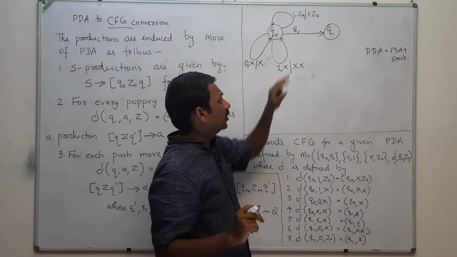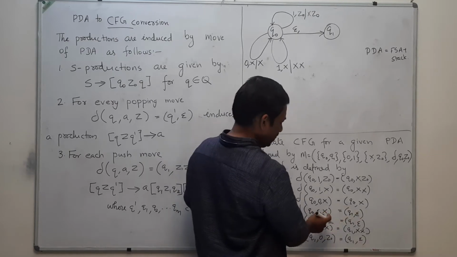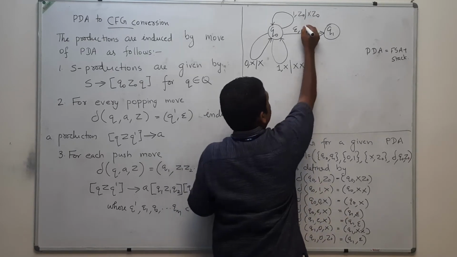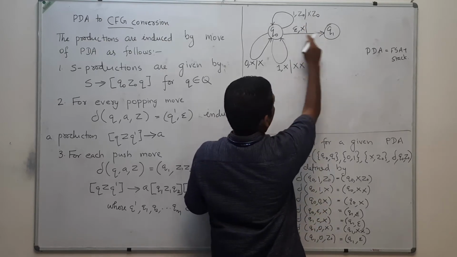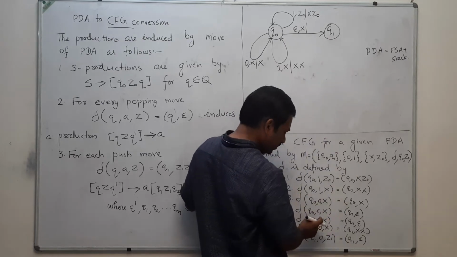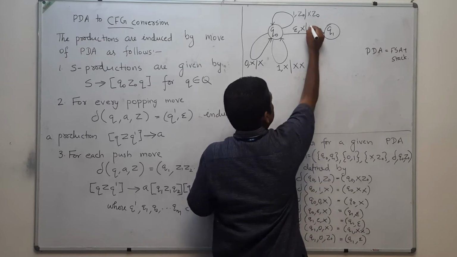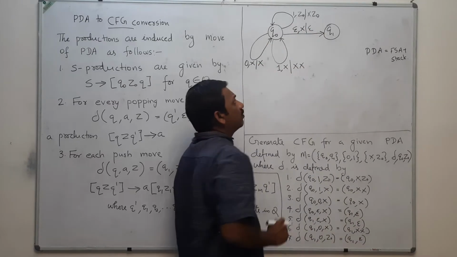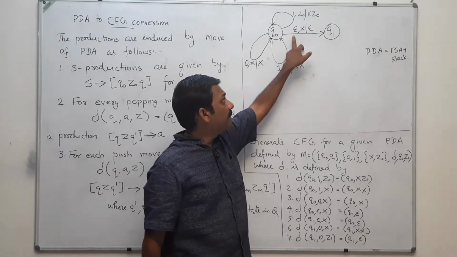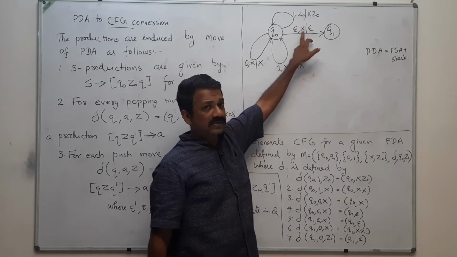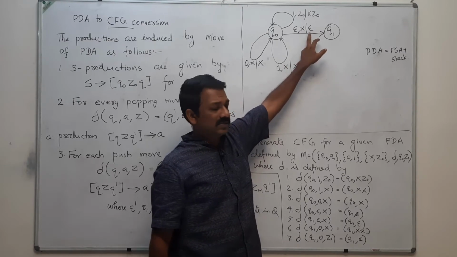Without moving your input pointer, what are you going to do? That is q1, epsilon, and if the current top of the stack is x, epsilon, x, what will you do? You are moving to state q1, and x is replaced by epsilon. That means this x you are going to pop. Without reading any input symbol, if the current top of the stack is x, it is going to pop that x. That's the meaning.